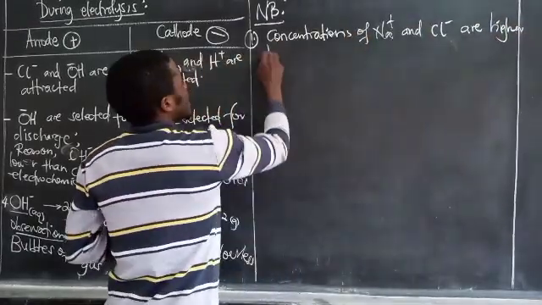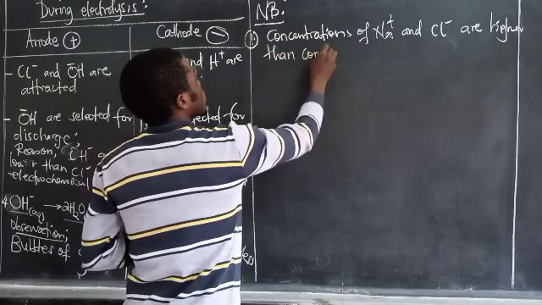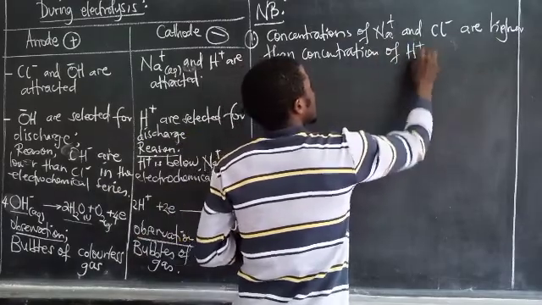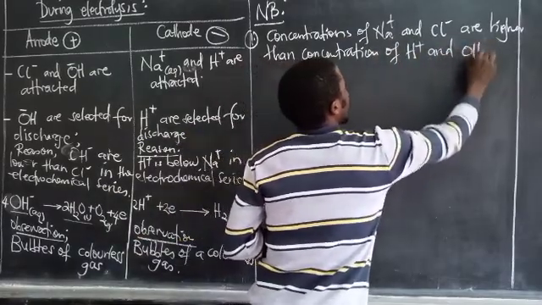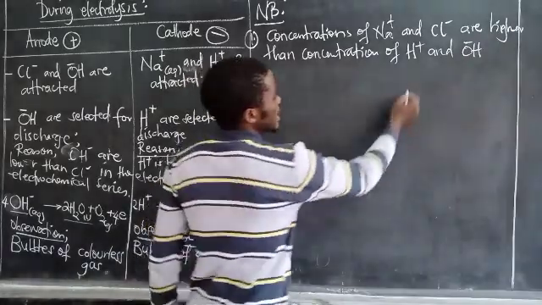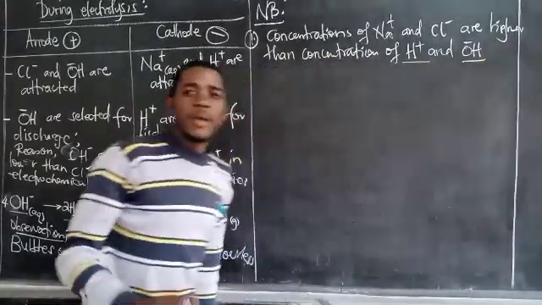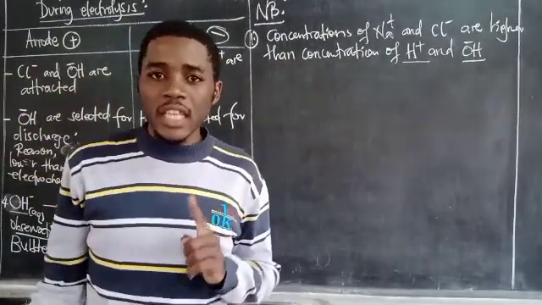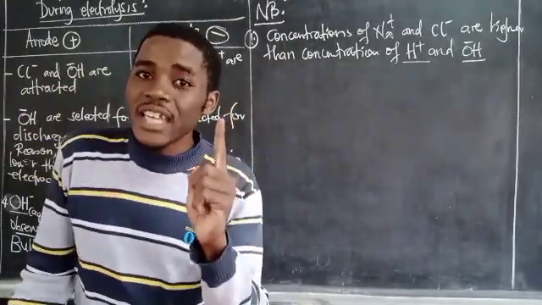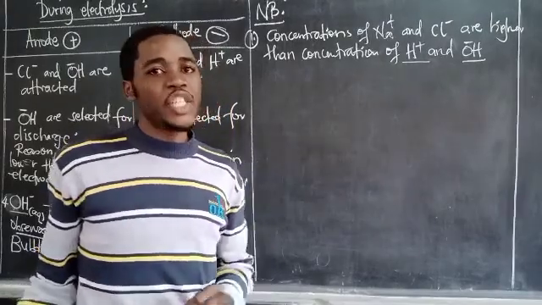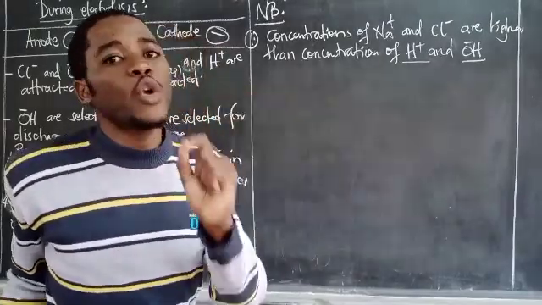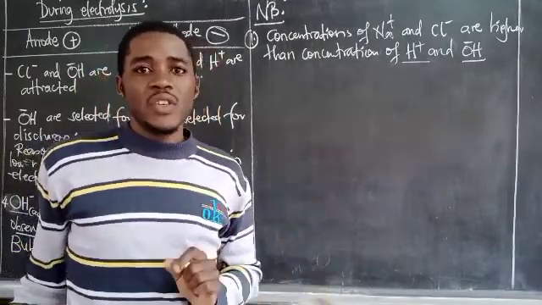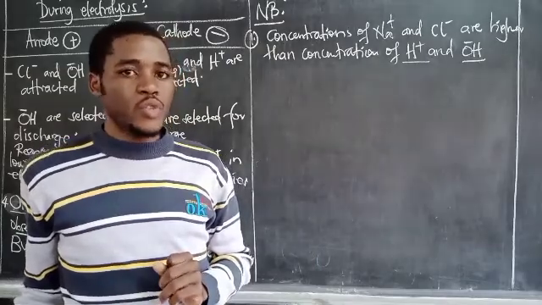Concentrations are higher than the concentrations of hydrogen ions and hydroxide ions. Yet they are the ones that are getting discharged. Remember, we said when an electrolyte is in higher concentration, it is selected for discharge, provided the energy required for its discharge is significantly lower than that of the other ion that is in lower concentration.